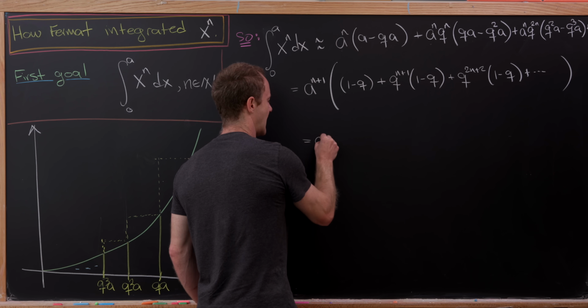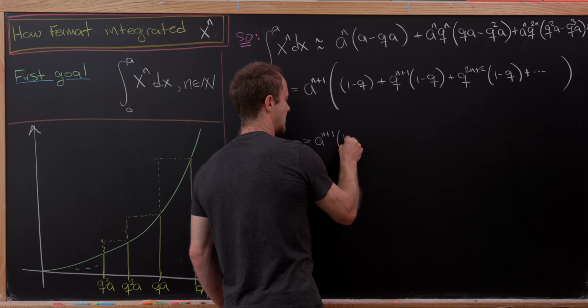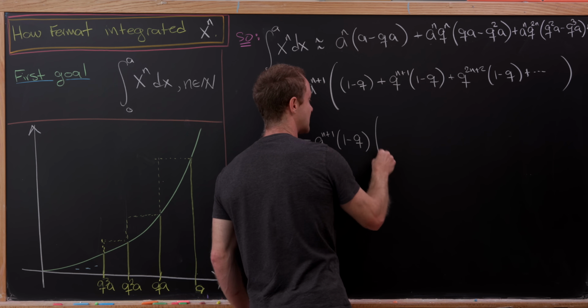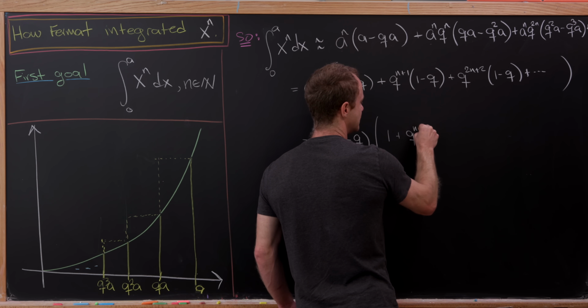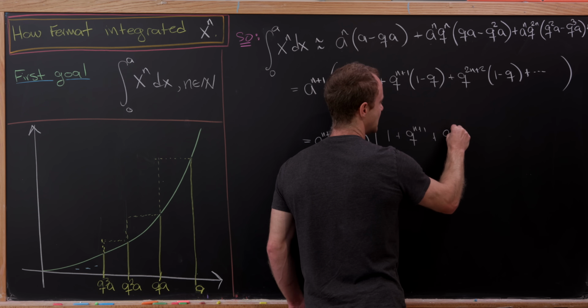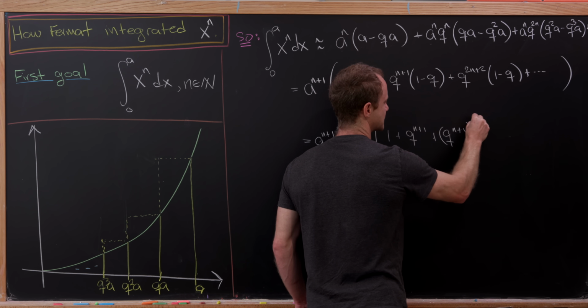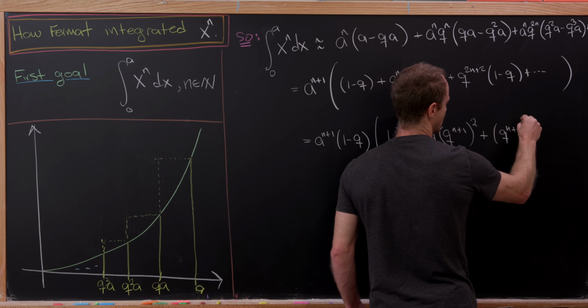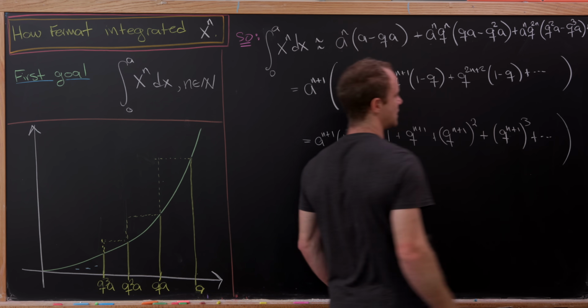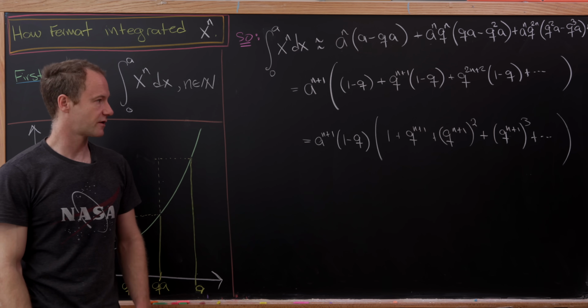That will leave us with a to the n plus 1 times 1 minus q times, now we'll have 1 plus q to the n plus 1 plus, I'm going to write this as q to the n plus 1 all squared, and then you can probably guess my next term will be q to the n plus 1 all cubed, so on and so forth.